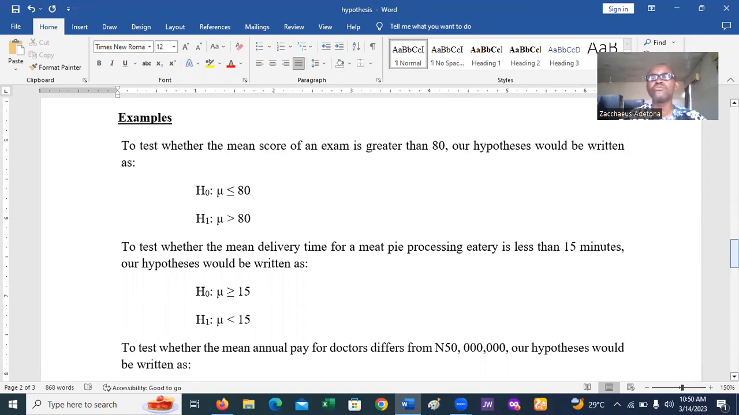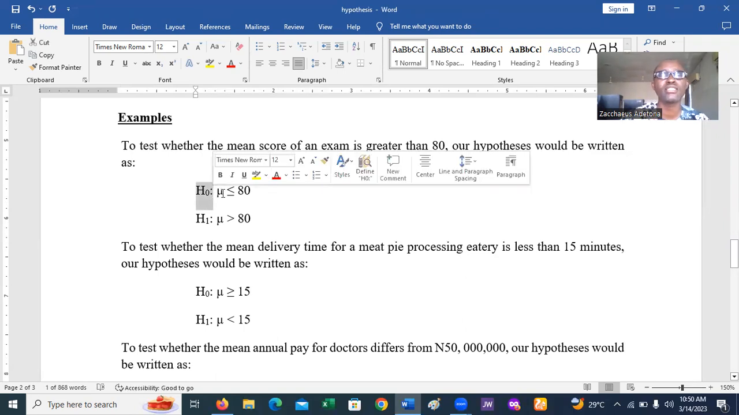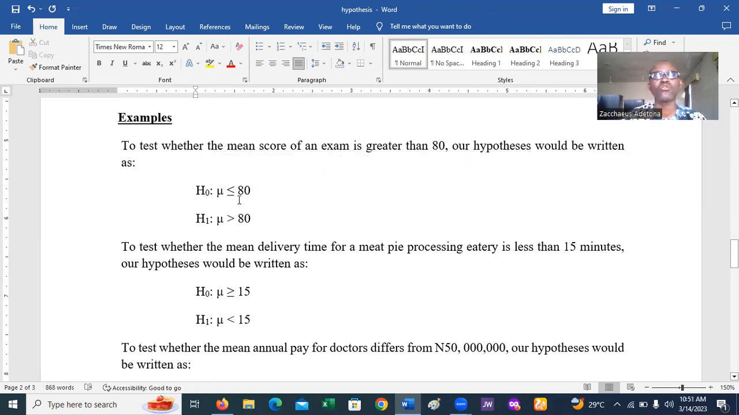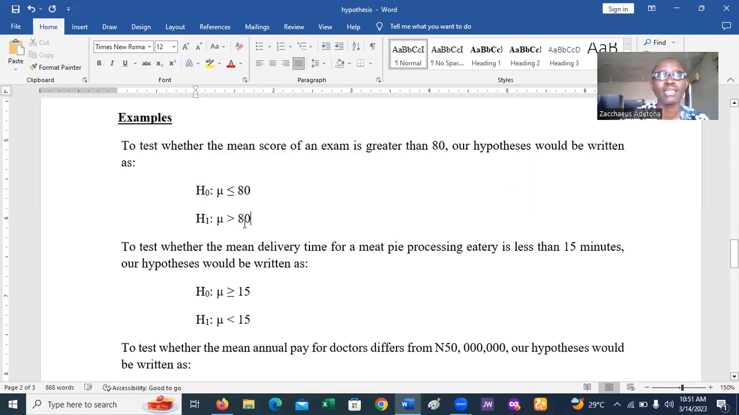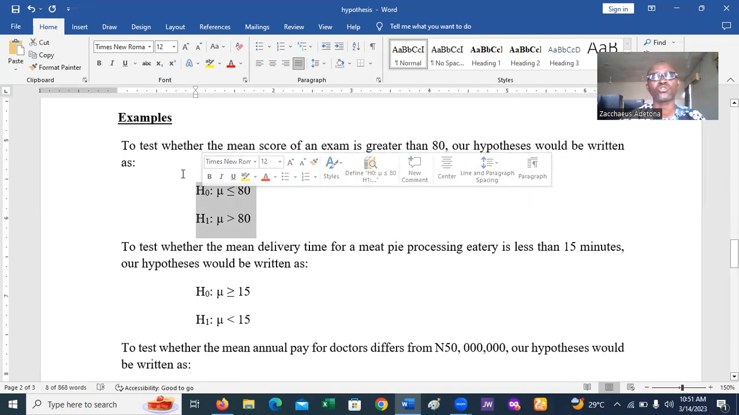Whereas every other available number or score between 0 to 100 will now be placed under the null hypothesis. So look at the way it is written here. H0 says mu, the mean, less or equal to 80. This is done so that we can cover all available numbers. Look at the two hypotheses now. H1, mu greater than 80. H0, mu less or equal to 80. The two of them have effectively covered all available scores in an exam from 0 to 100 marks.